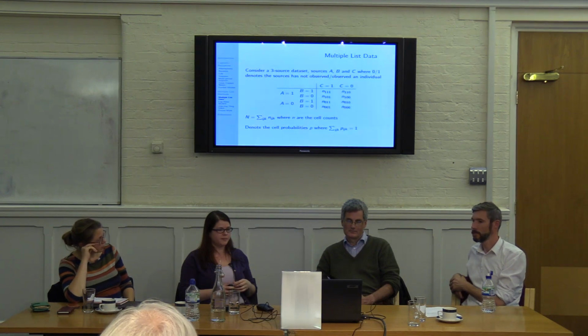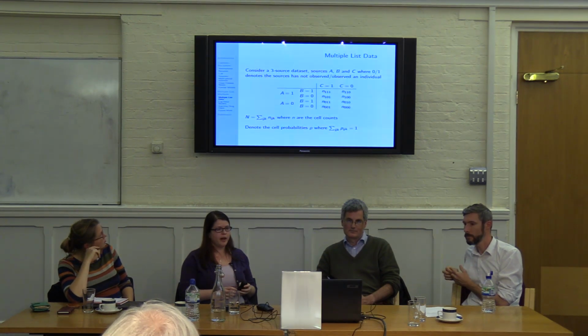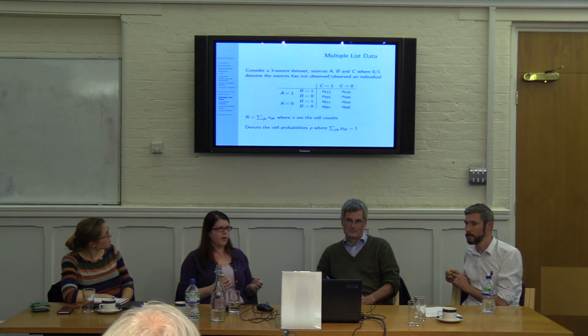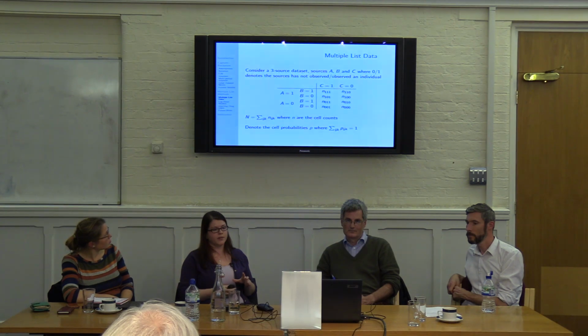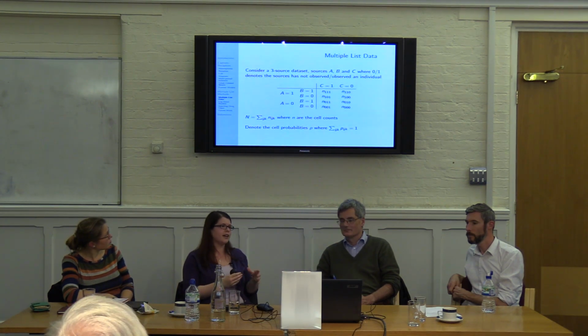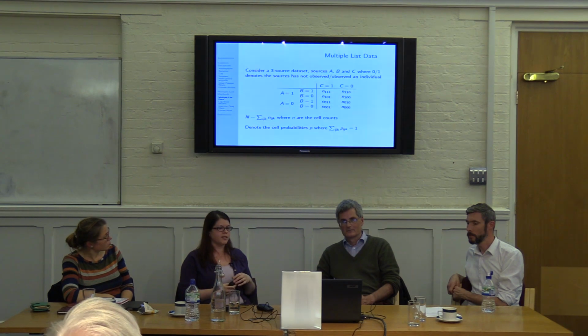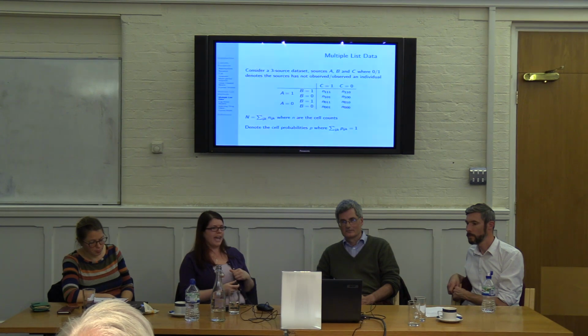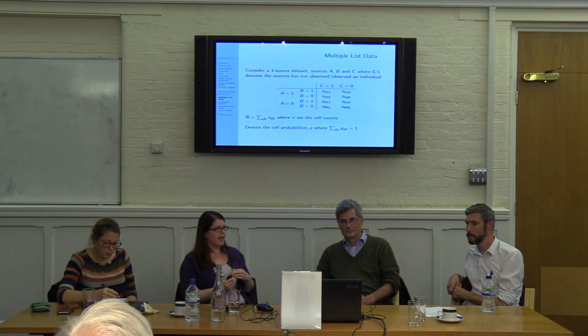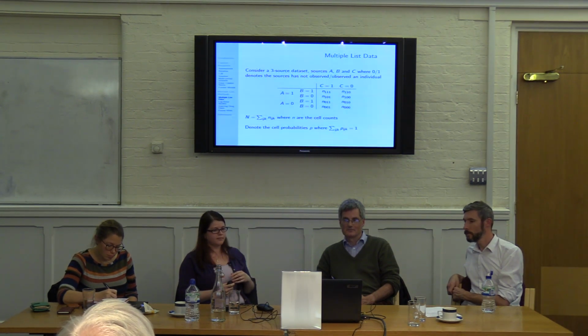So if we think about a three-source data set, sources A, B, and C, 0, 1 means that you were seen by that source or not. Well, we can then combine all of that information into a contingency table. So you fall into one of the cells of this table depending on which combination of sources saw you. And what we want to get at is the final cell, that N000, so where everyone missed you.